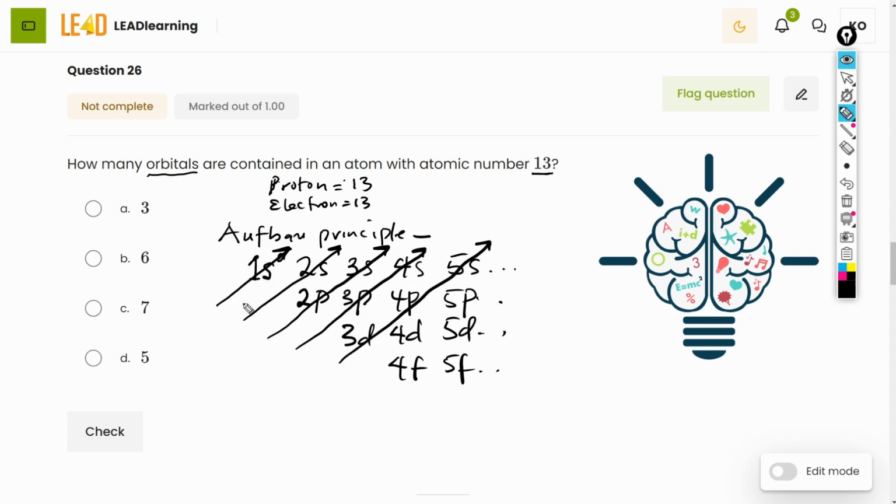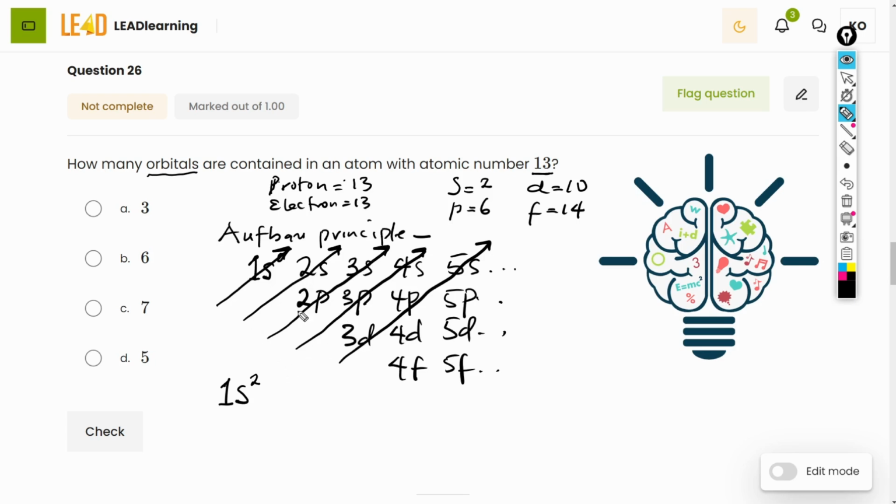The first orbital there of the lowest energy level is the 1s orbital. So 1s. Now the s orbital can take a maximum of 2 electrons. The p orbital can take a maximum of 6 electrons. The d orbital can take a maximum of 10 electrons. And the f orbital can take a maximum of 14 electrons. So following this, it means that the s will take a maximum of 2 electrons. Now 2 out of 13, we are left with 11 electrons.